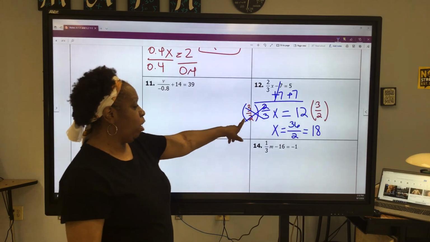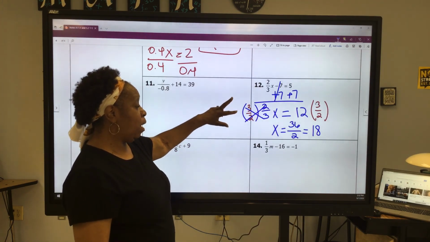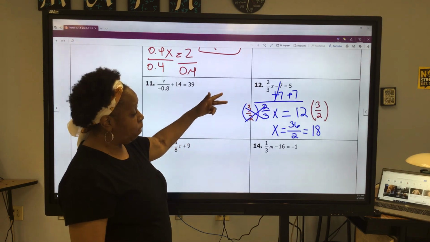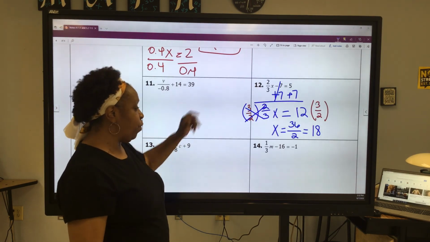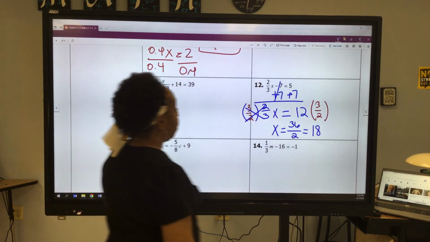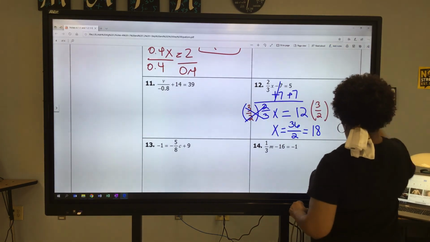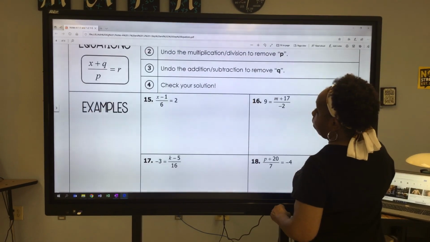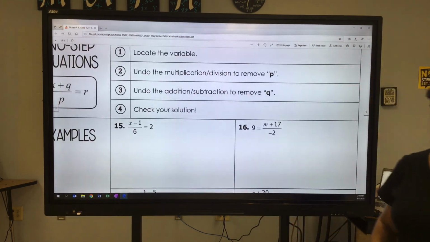So you multiply here by the reciprocal, and instead of having just a number on the bottom and the variable on top, like x/3, we have 2/3 x. So that reciprocal is 3/2. That's going to be used here and here on 13 and 14. Okay? I'm going to pause the video for just a moment and come right back.